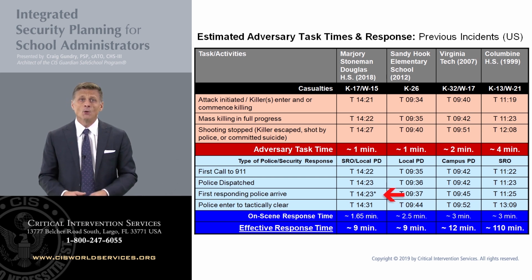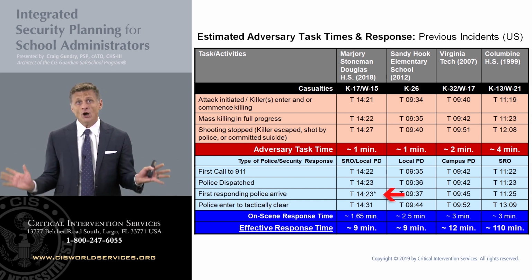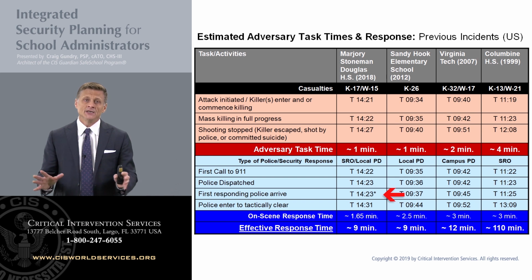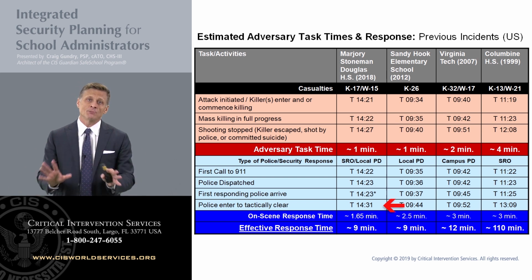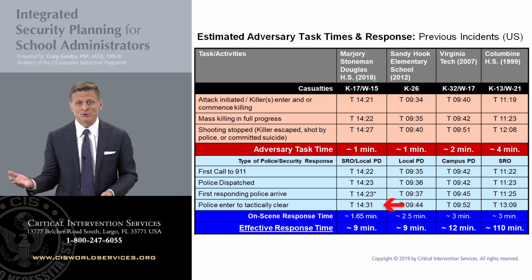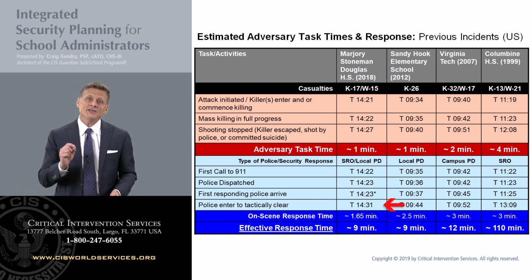However, as a result of the actions of the deputy on scene, delaying officers from entering into the building, it wasn't until 14:31 that the first officers actually entered into Building 12, tactically prepared in order to intercept Cruz. However, he had already escaped from the building by that point. That makes, for all purposes, the on-scene response time 1.65 minutes, and the effective response time is 9 minutes.